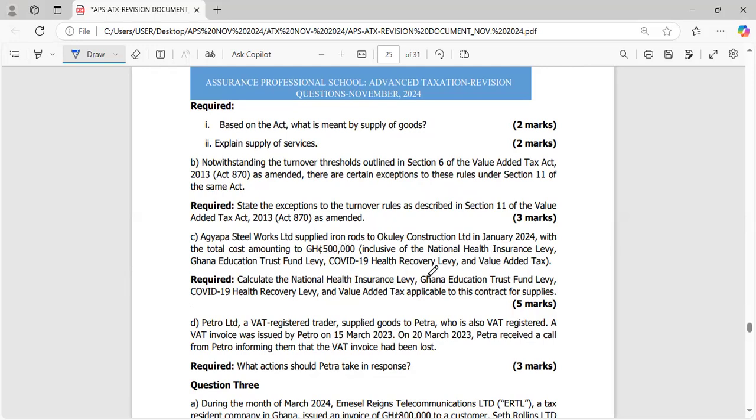There is no communication service tax here. So just calculate your VAT, 15 over 115 multiplied by the 500,000. That's the VAT. Take it out. With the amount you get, calculate your levies. Health insurance levy is 2.5 divided by 106 multiplied by the value you get. GETFund, 2.5 divided by 106. COVID, 1 divided by 106. Then you get your 5 marks.